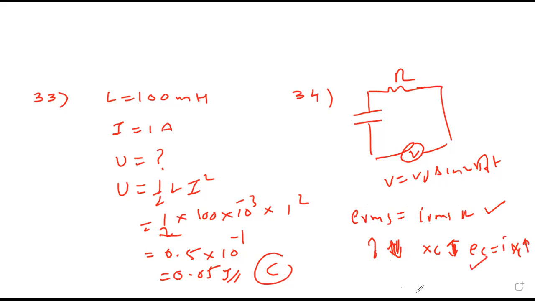Power dissipated equals the product of RMS current and RMS voltage is also correct. Increase in capacitance increases the voltage. XC will decrease. Voltage is I XC, will decrease. So this is the false answer. This is answer D. D is the false answer.